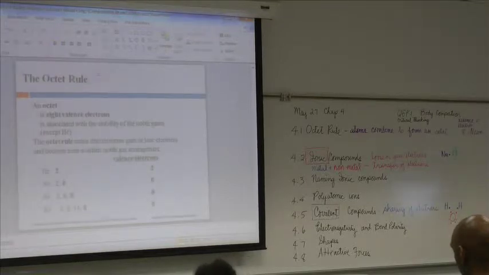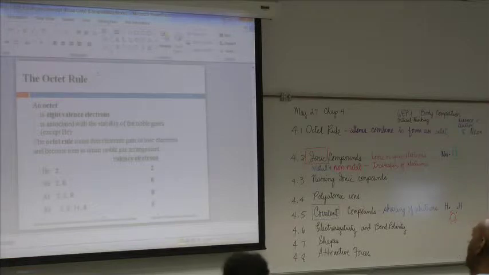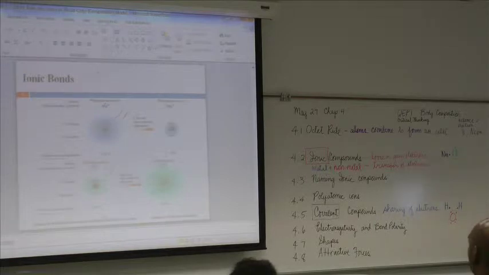If you have your textbooks, take a look at neon. All the noble gases in group 8 should have 8, 8, 8, right? Because they're in group 8. So argon will have 2, 8, 8. Krypton will have 2, 8, 18, 8. We'll figure that out a little bit shortly. I'll explain that to you.